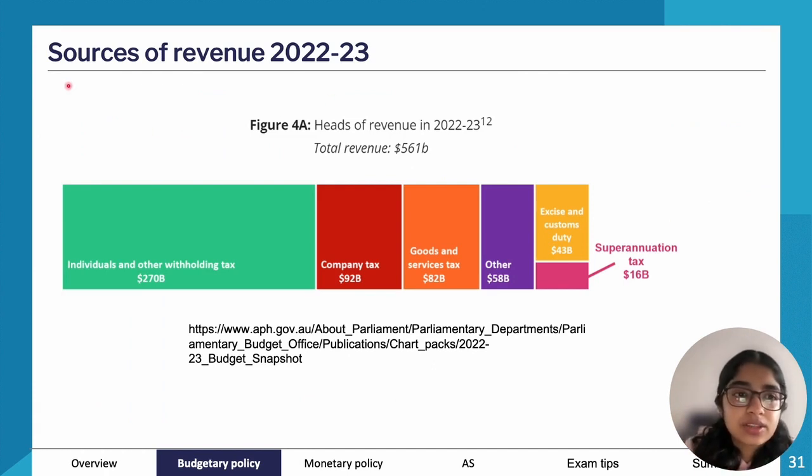Okay, so sources of our revenue. Your revenue can come from all these different sources. Mainly, it's coming from individuals, so people who are paying income tax. But it can also come from, let's say, company tax or GST and so on. But again, you don't have to memorize it. Just know that income tax makes the highest revenue.